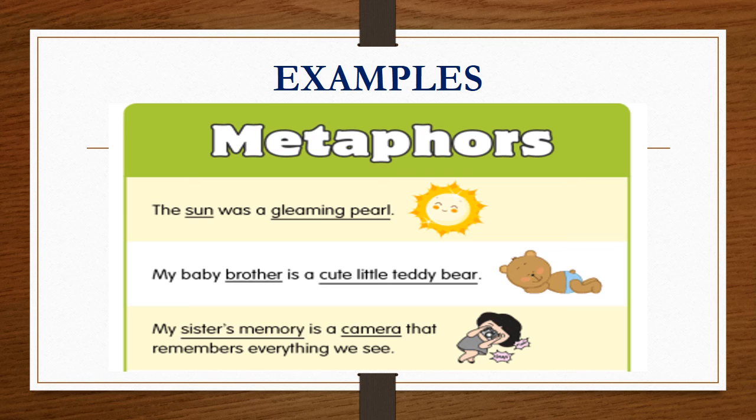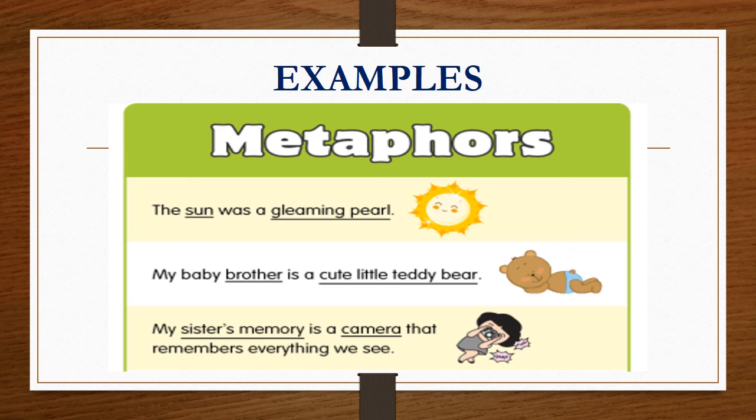Yes, there is a comparison between two things that are not alike, and it replaces the word with another word without the use of the word as or like. For the first sentence, the two things which are not alike are sun and pearl. For the second sentence, the words brother and cute little teddy bear are not alike. And for the third sentence, sister's memory and camera are not alike either.